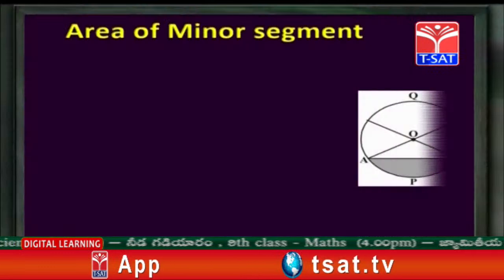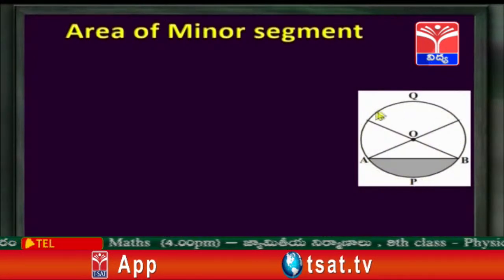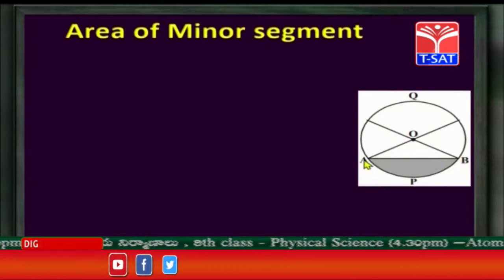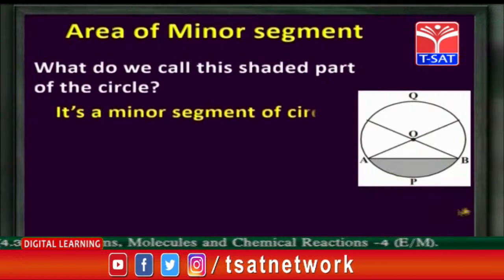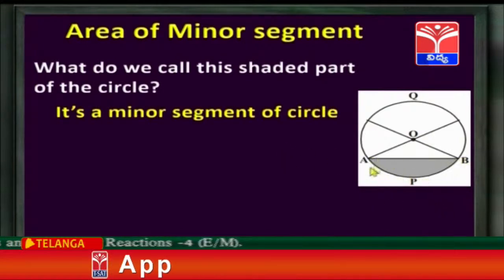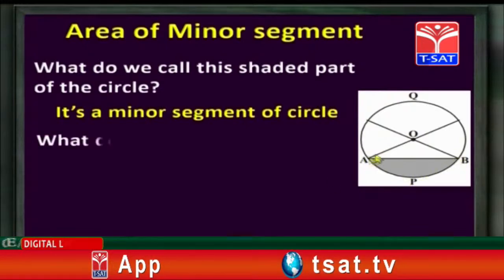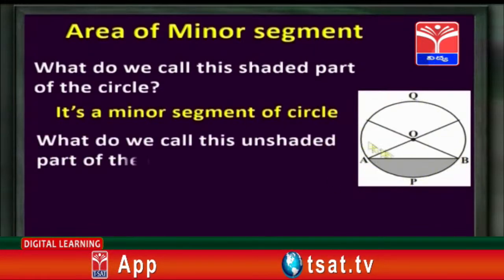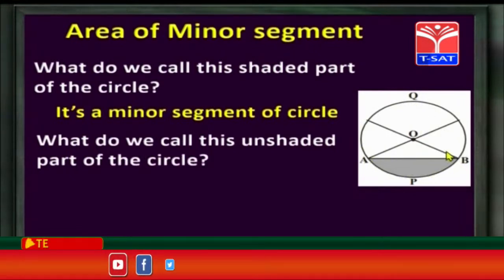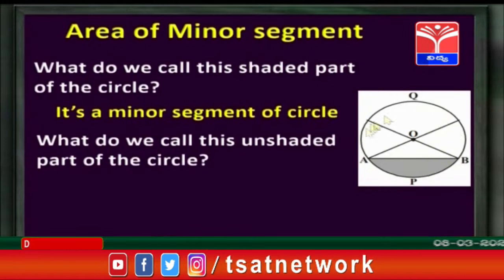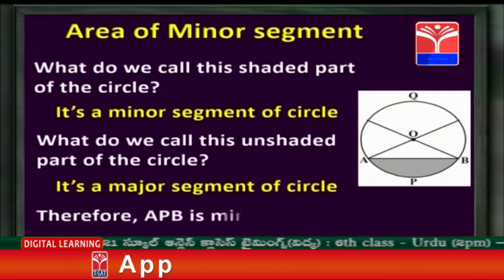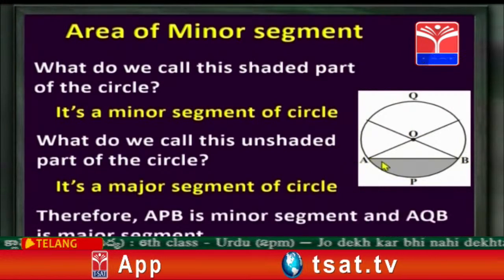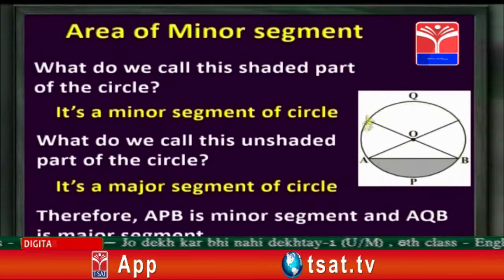Now let us see the area of a minor segment. How do we find the minor segment area? Observe the figure, students. Here this is a circle and AB is a chord. What do we call this shaded part of the circle? We call it the minor segment of a circle. And what do we call this unshaded part? The unshaded part we call the major segment of the circle. Therefore APB is a minor segment and AQB is a major segment.